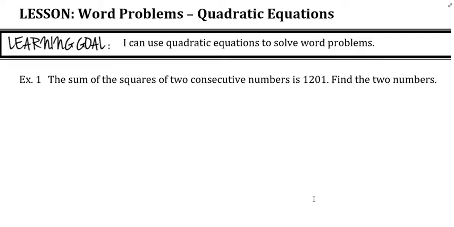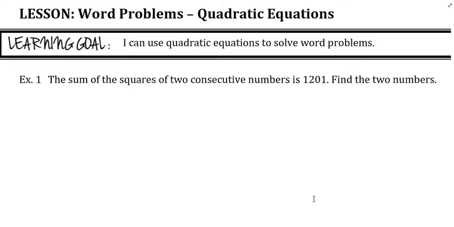Okay? So really, it's the setup. Focus on how you set it up, where the equation that we're going to end up solving comes from. That's what you want to be thinking about. So this is a standard kind of question. The sum of the squares of two consecutive numbers is 1201.